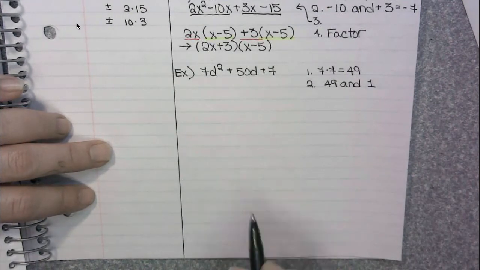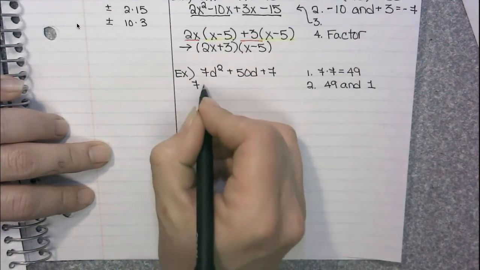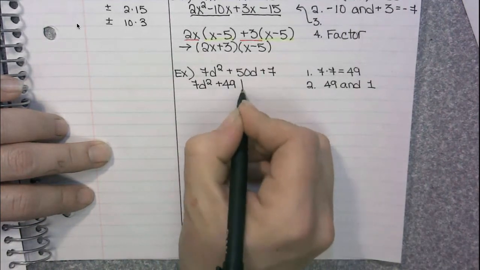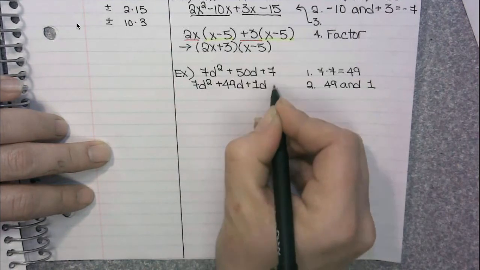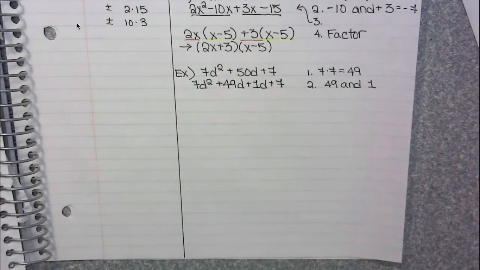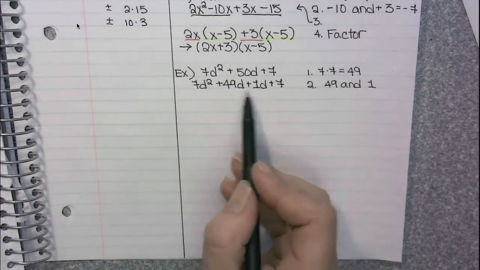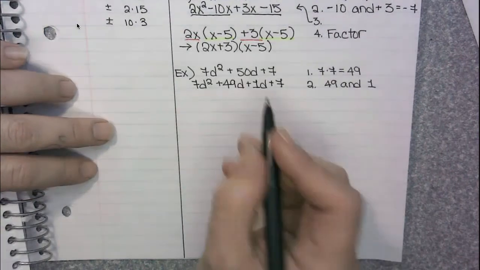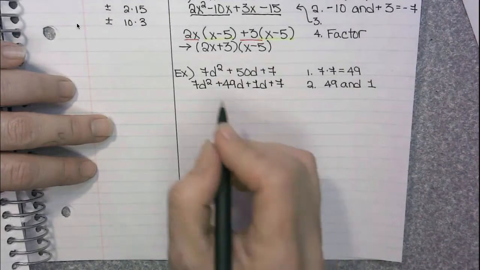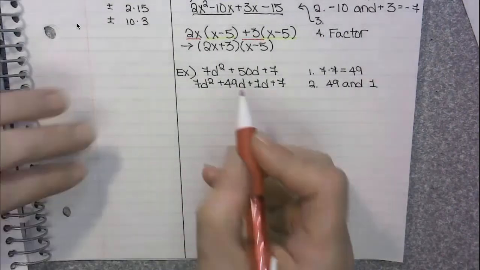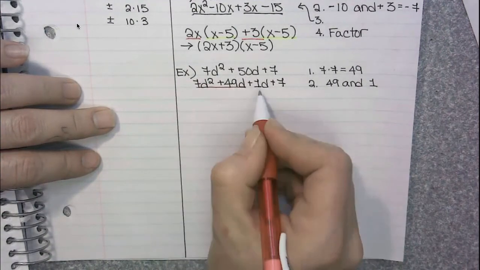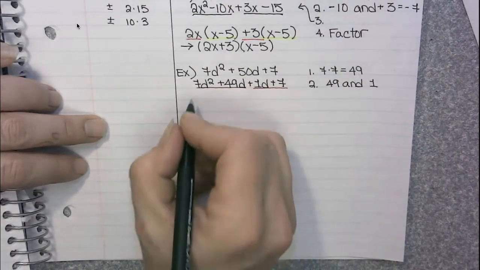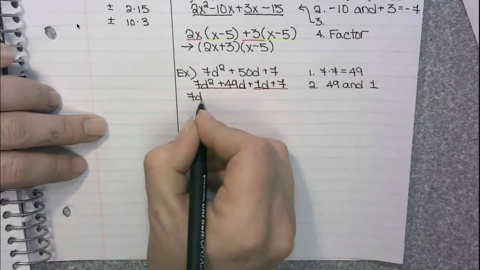Step 3, I'm going to rewrite this. So 7d squared plus 49d plus 1d plus 7. Notice that the middle, even though it looks different, still adds up to 50d. And the fourth thing we're going to do is factor by grouping. So I have two groups here, this group and this group. In my first group, 7d goes into both of those, so I'm going to factor out a 7d.